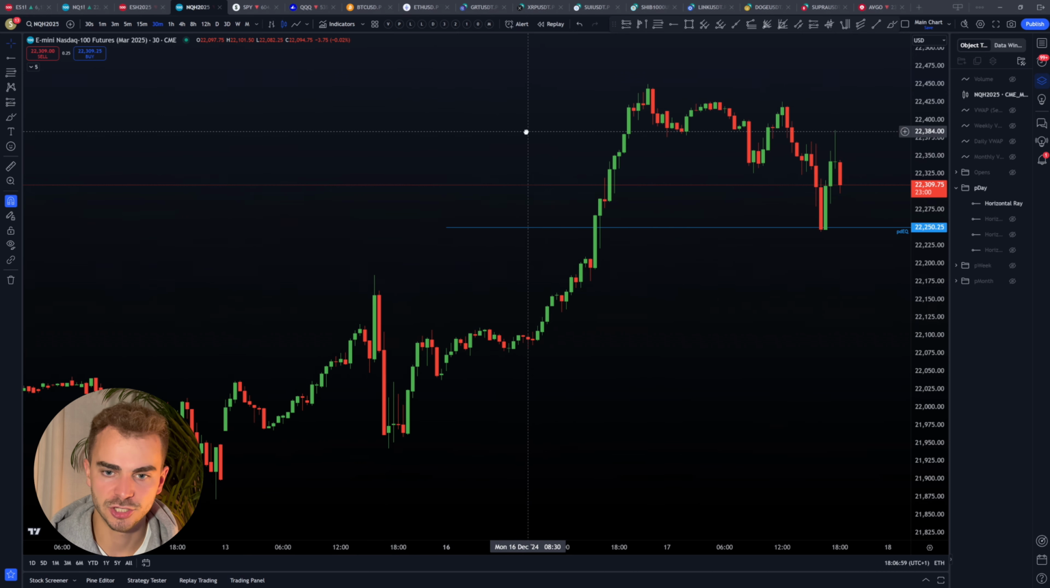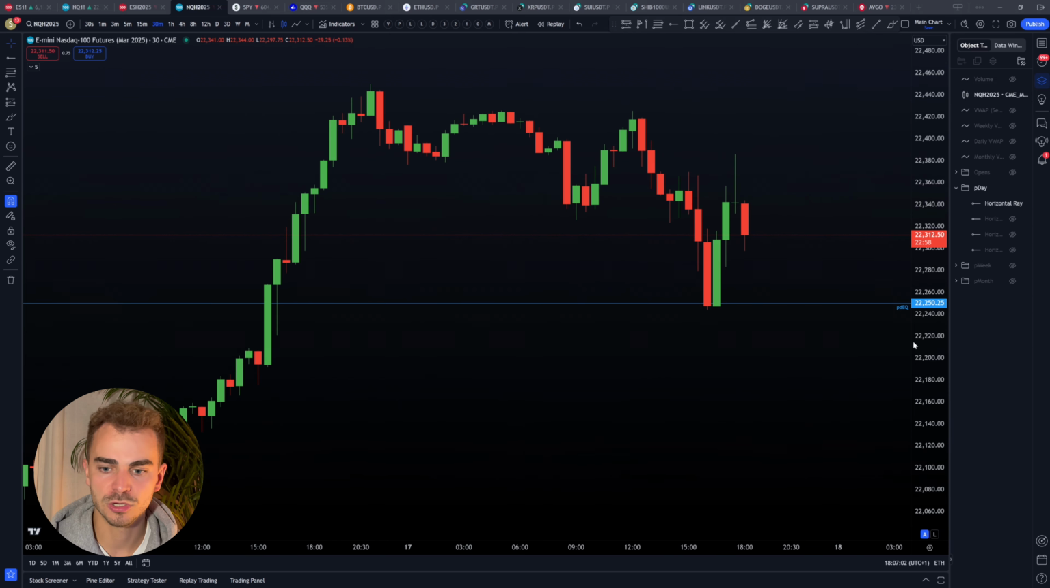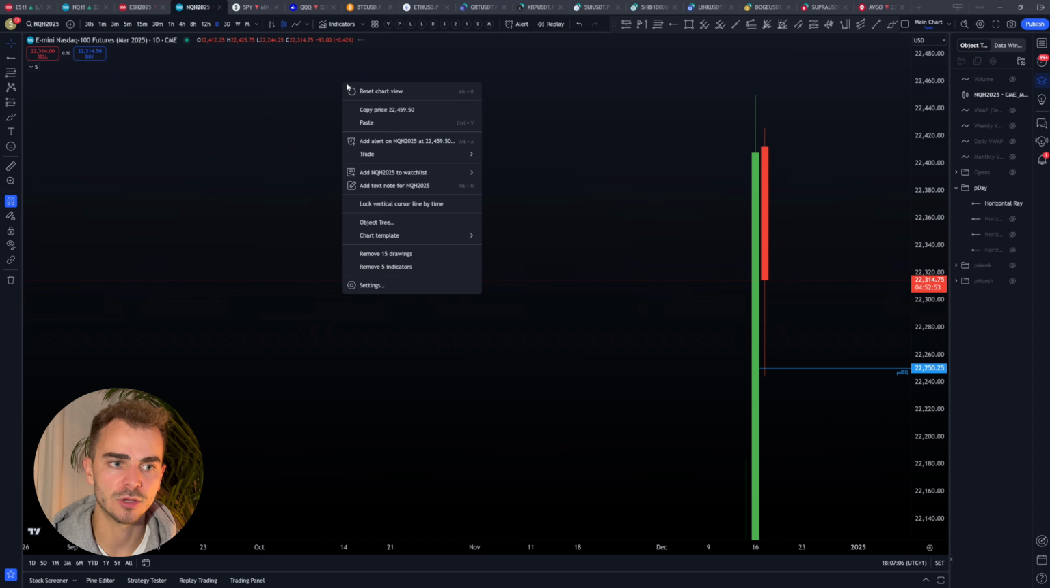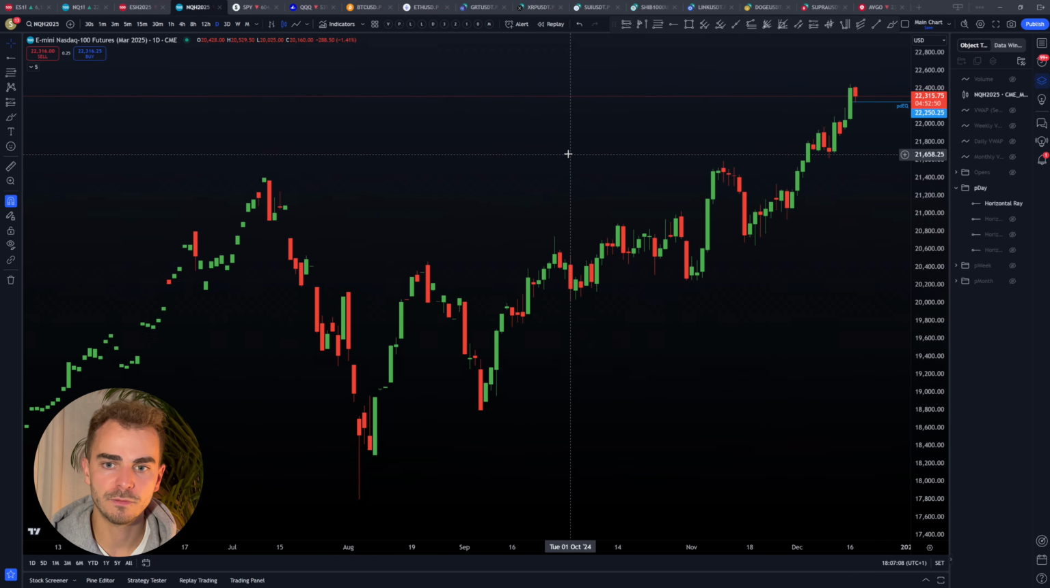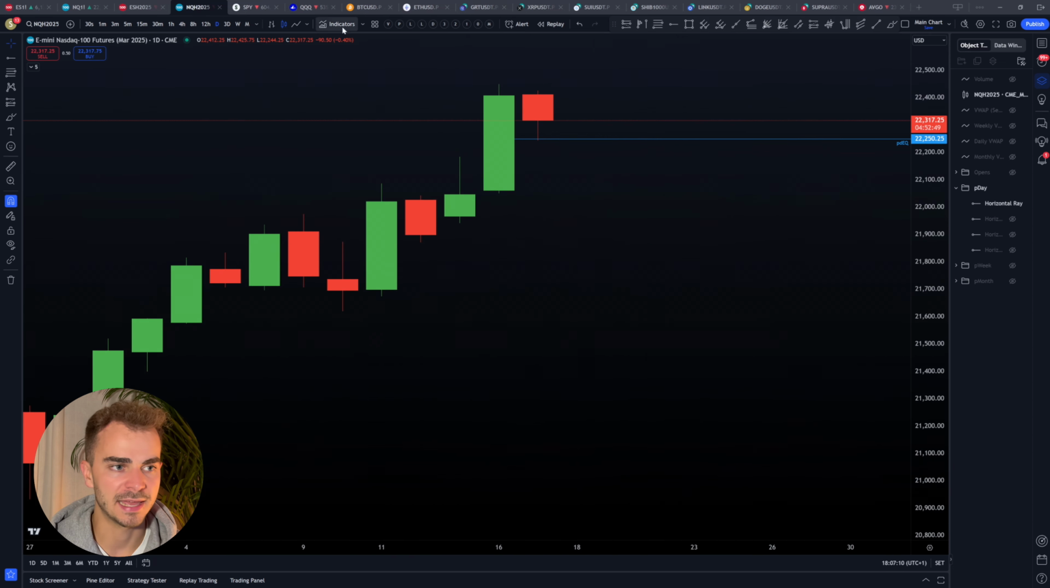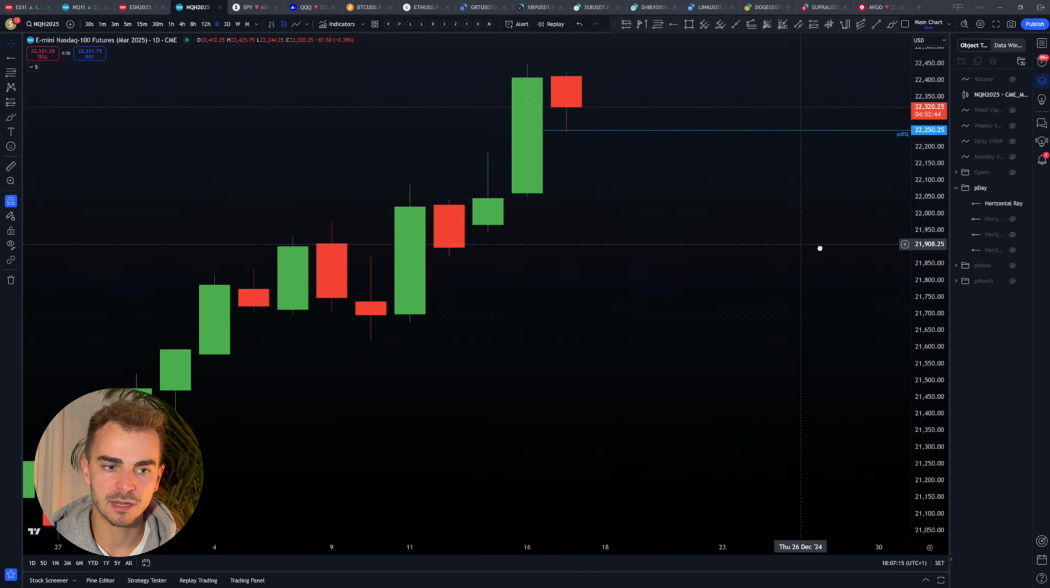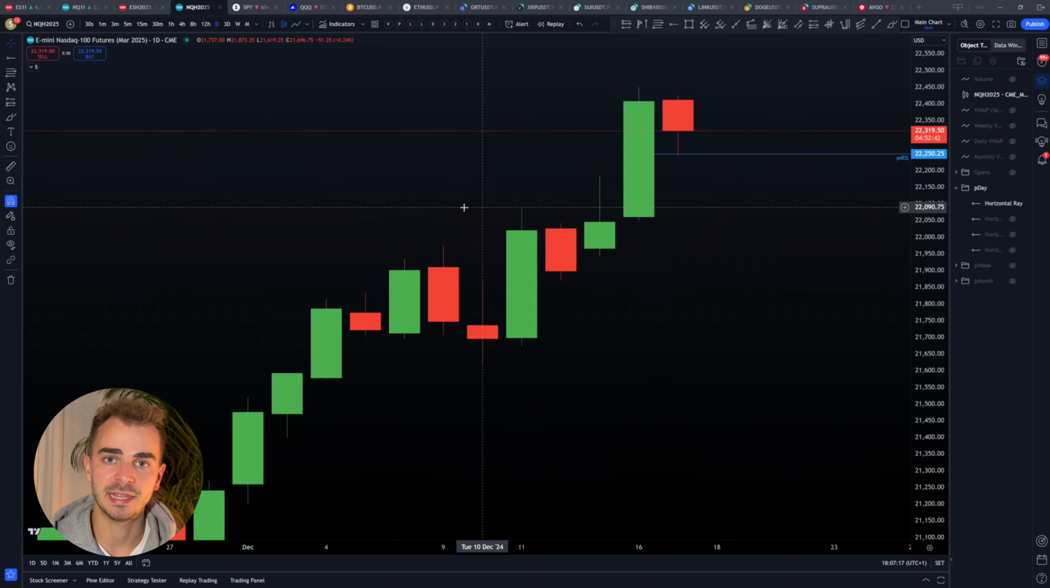A candlestick chart represents much more detailed information compared to a line chart. So if we have a look at this on the daily time frame, for every day we will get a new candlestick being printed. We can have a look at the characteristics of a candlestick.